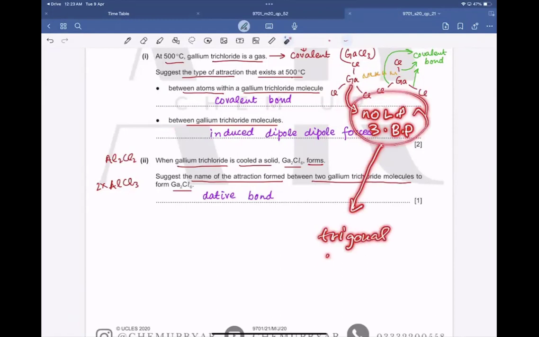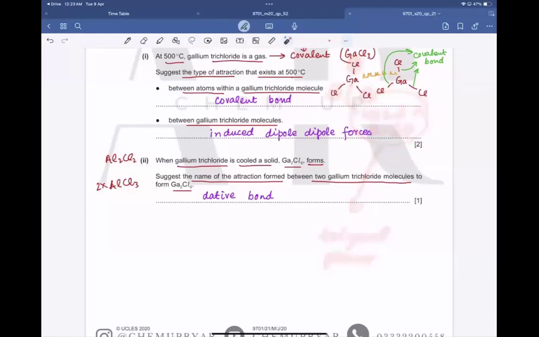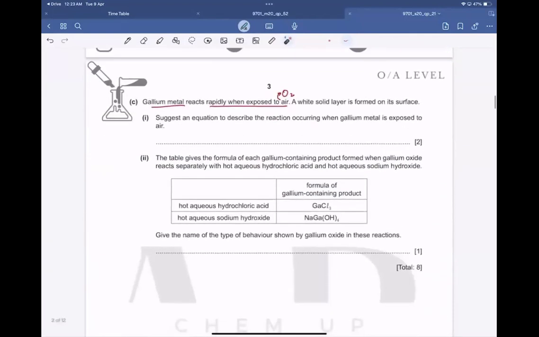And if the shape would be trigonal planar, then see, all of the ends have chlorine in it. So if all of the ends have the same atom, it means it's a non-polar molecule. And between non-polar molecules, there are always induced dipole-dipole forces. And when there is a polar molecule, then between the polar molecules, the forces of attraction would be permanent dipole-dipole. Okay, now let's move to this part.